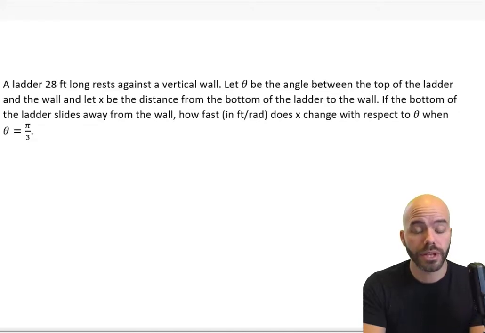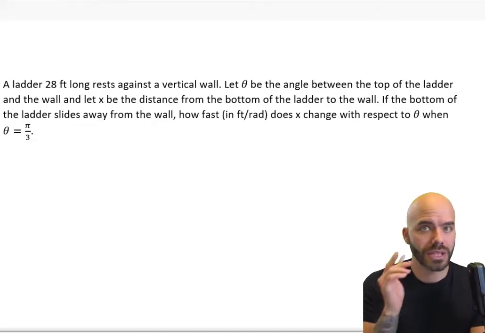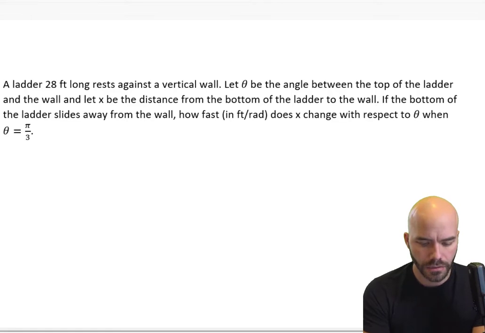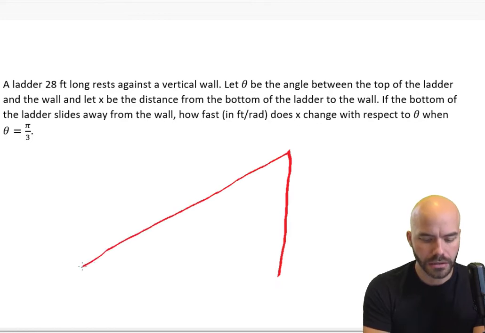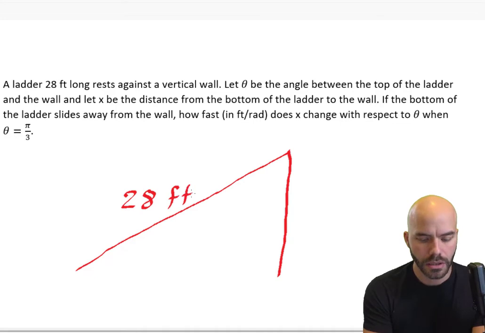A ladder 28 feet long rests against a vertical wall. Let's go ahead and sketch that. So if I have a vertical wall, there's the wall. I have a ladder leaning up against it. That ladder is 28 feet long. So let's just jot that down right there.